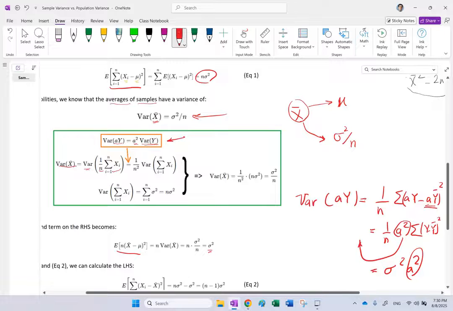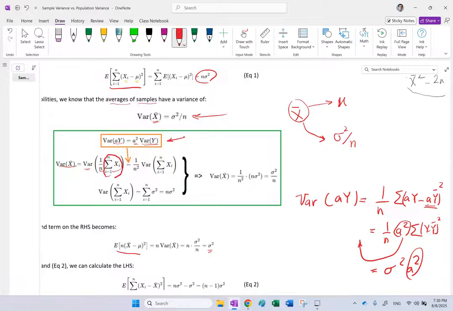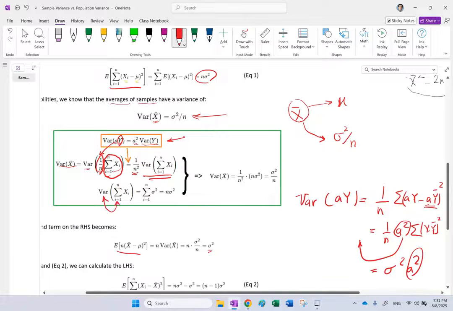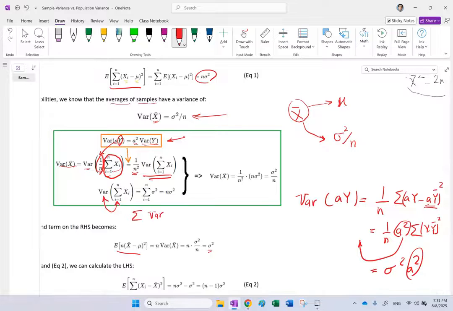Fine. So here I can say this summation is my y, and a is that coefficient 1 over n. If that's the case, I can bring this 1 over n out and square it. So it's going to be 1 over n squared, and then the variance of these summations, right? Now the question is, what is the variance of the sum of these numbers? Here I can swap the summation and the variance operation. So it's going to be the summation of variance of xi, and the definition of that is sigma squared.